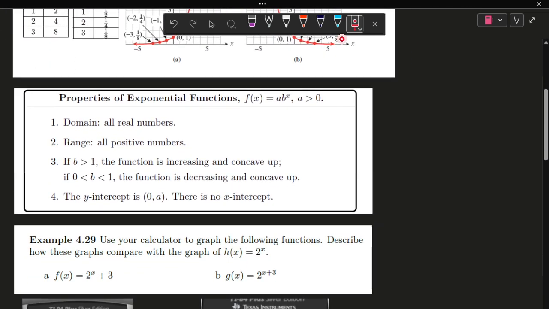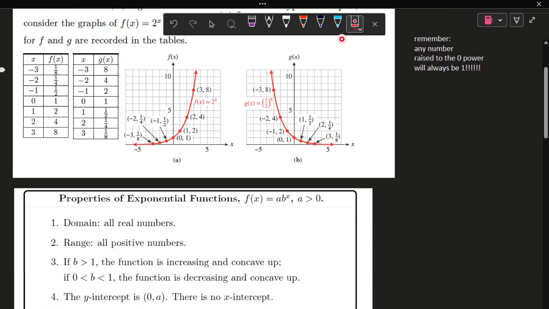So looking at the properties fully written down, the domain is going to be all real numbers, which is the same thing as saying negative infinity to positive infinity. The range is going to be all positive numbers, so that means the range is going to go from 0 to infinity. And remember, range is the y values.